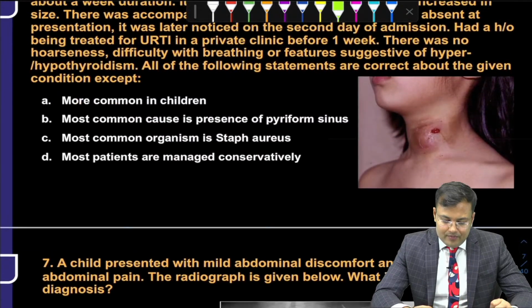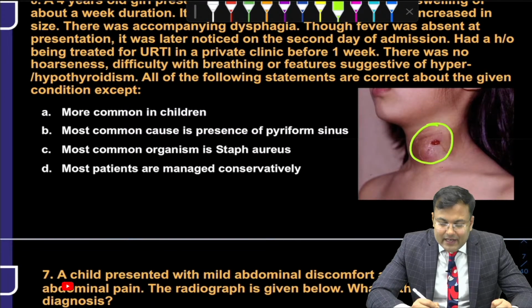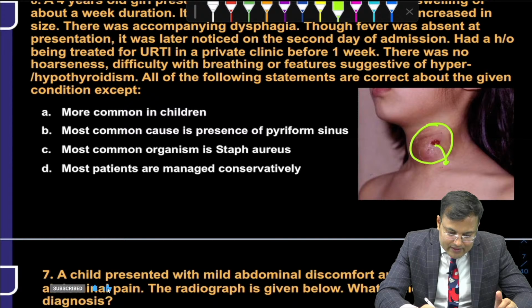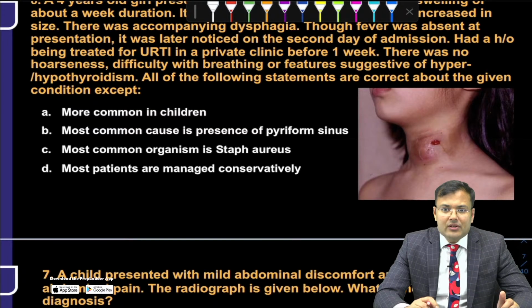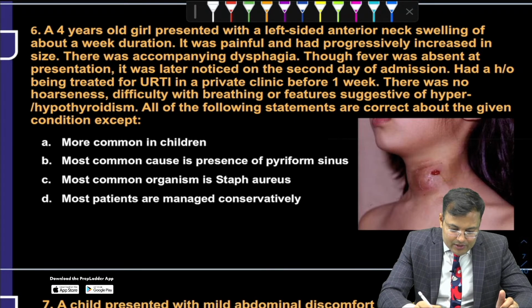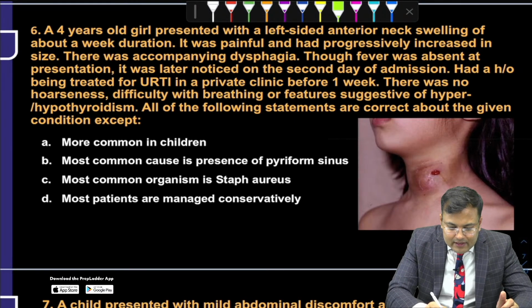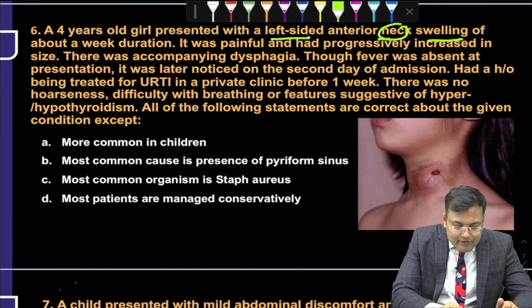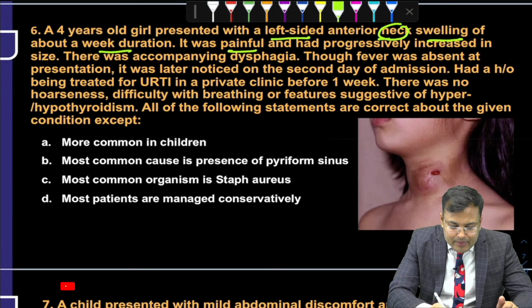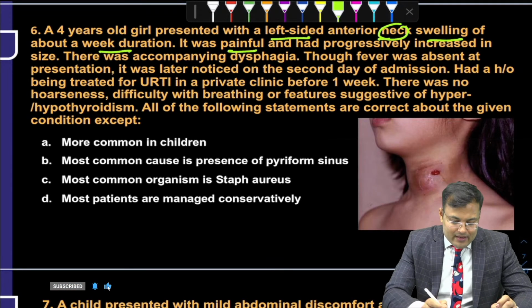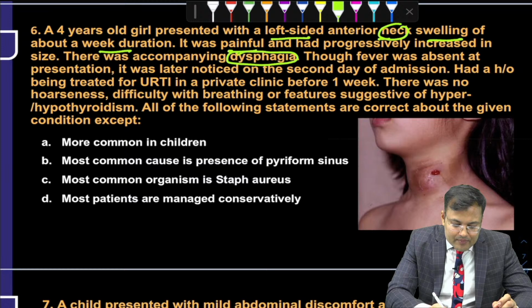See the image. What you can see in the cervical region, some kind of discharge is coming from some place, especially in the lateral aspect of neck. Here you can see. Now read the question. A 4 years old girl presented with left-sided anterior neck swelling of about a week duration. It's painful, had progressively increased in size, and there is accompanied dysphagia.